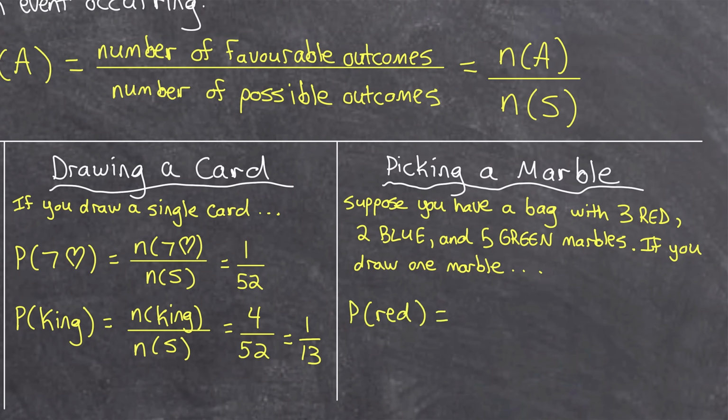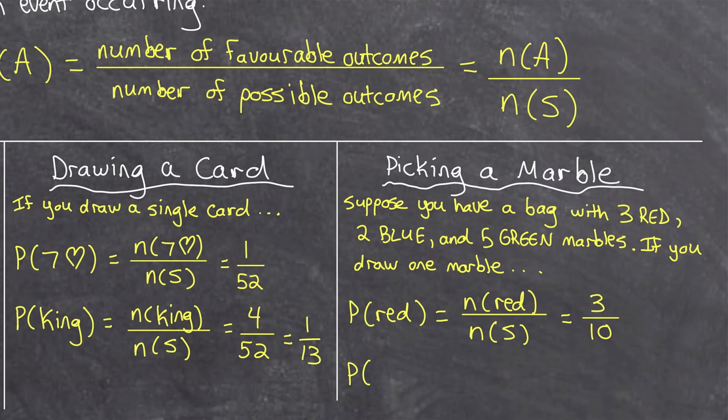To calculate that theoretical probability, we would do the total number of red marbles in the bag and divide that by the total number of marbles that are in the bag. There are 3 red marbles, and the total number of marbles in the bag, 3 plus 2 plus 5, is 10. So your chance of drawing a red marble is 3 out of 10. Now let's do one more question.